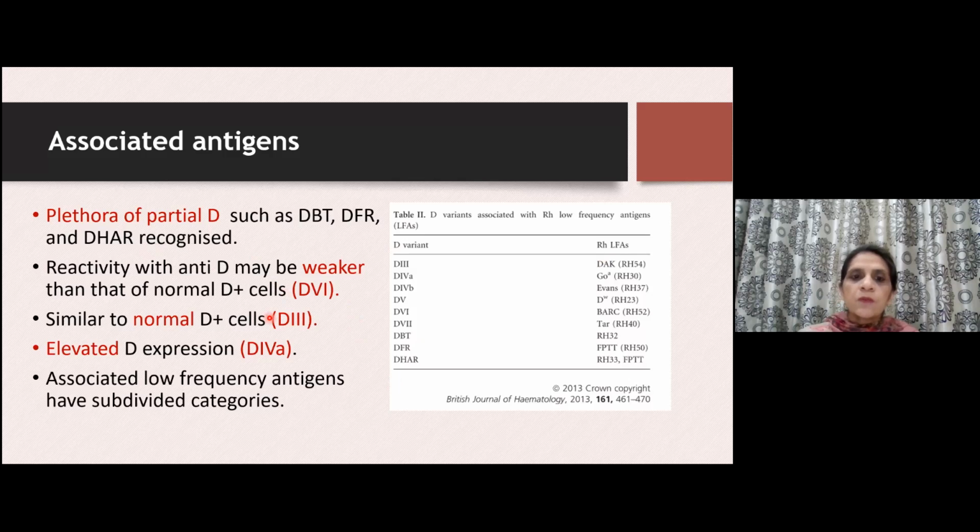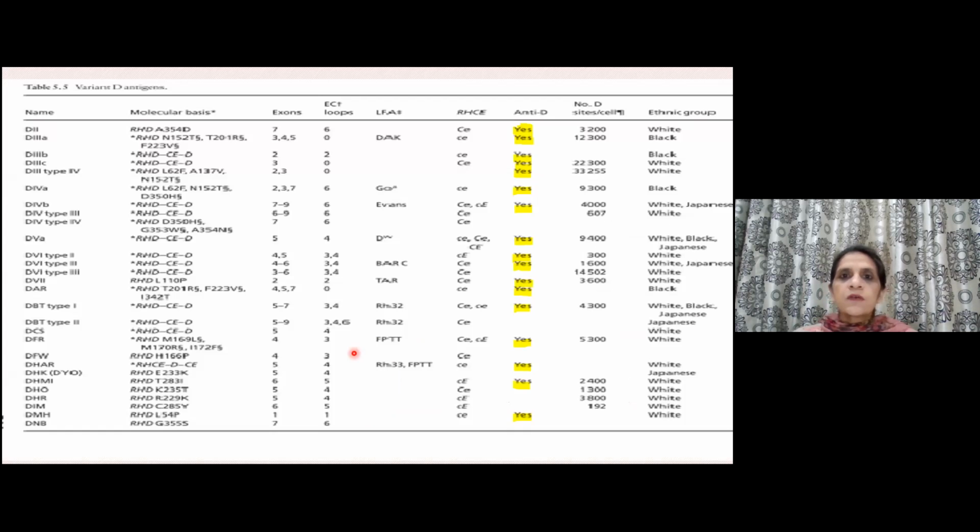It may be similar to normal D cells in case of D3, or it may even be elevated expression, and all this is because of the difference in the number of antigenic sites and the rearrangements that occur in these variants. And associated low frequency antigens have further subdivided these categories. So these are a few of the variants which have been enlisted over here, and we can see that most of the partial D variants are capable of producing anti-D when they are exposed to D positive cells.